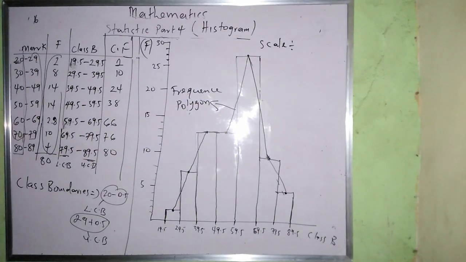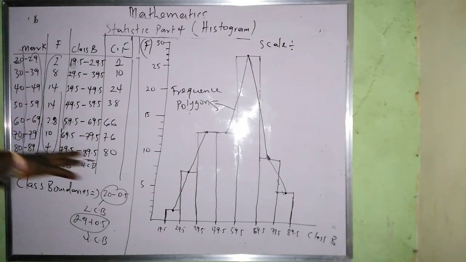This is called frequency polygon. Okay, that is all about that. I think I've explained class boundary, I've explained frequency polygon. Now let me talk about OGIF. We call it OGIF, cumulative frequency graph.